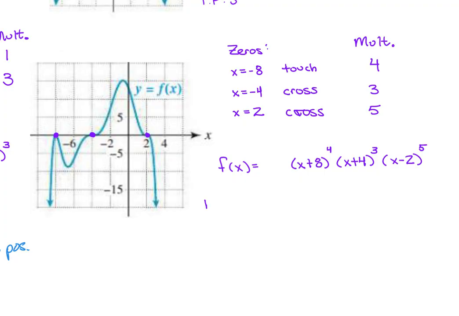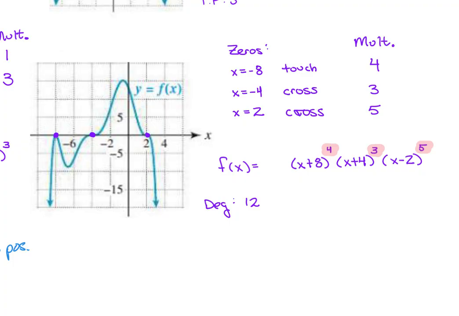All right, when we look at our degree, we want to add our exponents. And so we have 4, 3, and 5. That is a total of 12 factors. If we multiplied this out, we would have a degree of 12. We're not going to multiply it out because this is not fun. All right, we got a degree of 12.